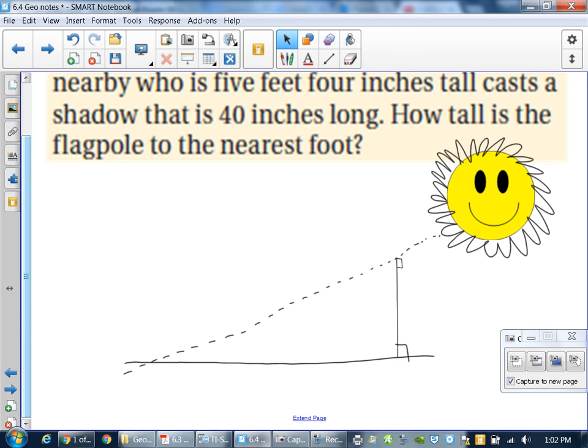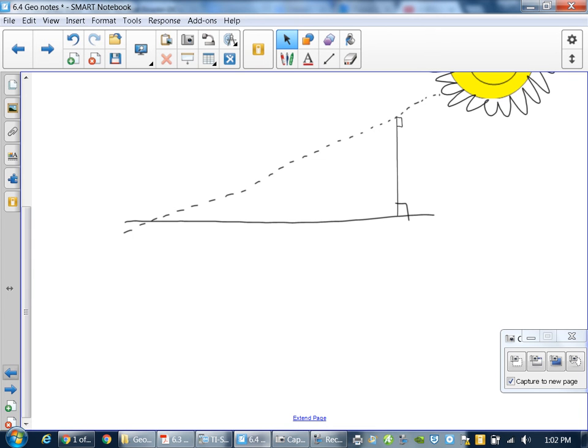Does it say how long the flagpole is? Nope, but it tells you how long the shadow is. The shadow is 50 feet.